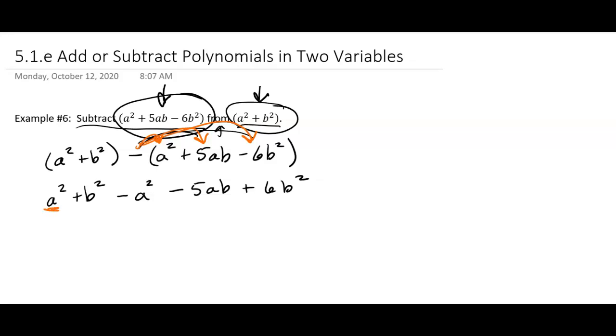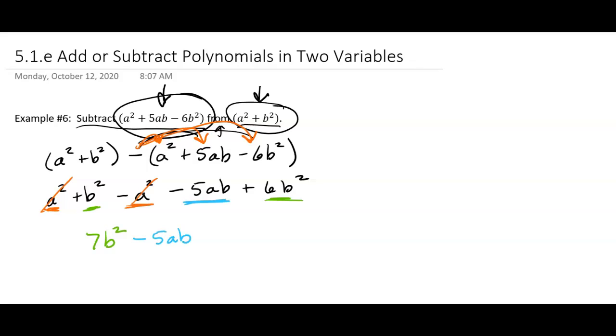So I see an a squared here, and I see a minus a squared there. Well, those add up to 0. You don't even have to write the 0. They're just out. Okay. Now I see a b squared. Do I have any other b squareds? Right there, 6b squared. So 1b squared and 6b squared, that's going to be 7b squared. And now I have a negative 5ab. And that's it. There aren't any other terms. So it's just going to be minus 5ab.